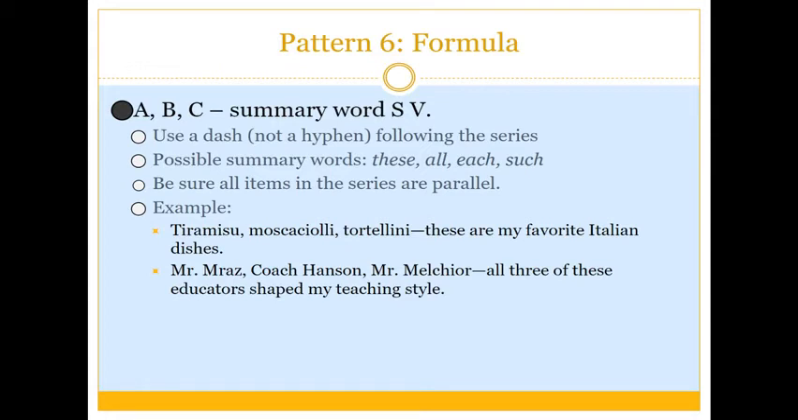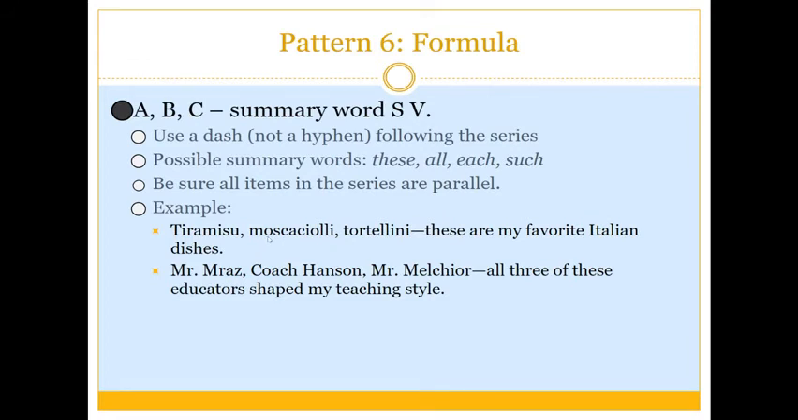Some examples of pattern 6. Tiramisu, mascaccioli, tortellini — these are my favorite Italian dishes. So it's an appositive because I'm telling you, without saying it directly, that tiramisu, mascaccioli, and tortellini are all Italian dishes. But I'm adding it to it. Notice that after the dash, these are my favorite Italian dishes. This is a complete independent clause. I don't have to have the list. But by having the list first, it adds explanation and clarity.